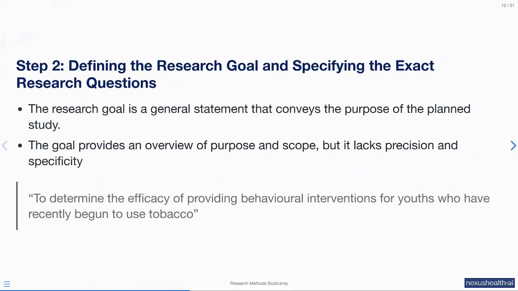Still, in step 2, the research goal is a general statement that conveys the purpose of the planned study. And the goal provides an overview of purpose and scope, but it lacks precision and specificity. So an example of a research goal may be to determine the efficacy of providing behavioral interventions for youths who have recently begun to use tobacco.